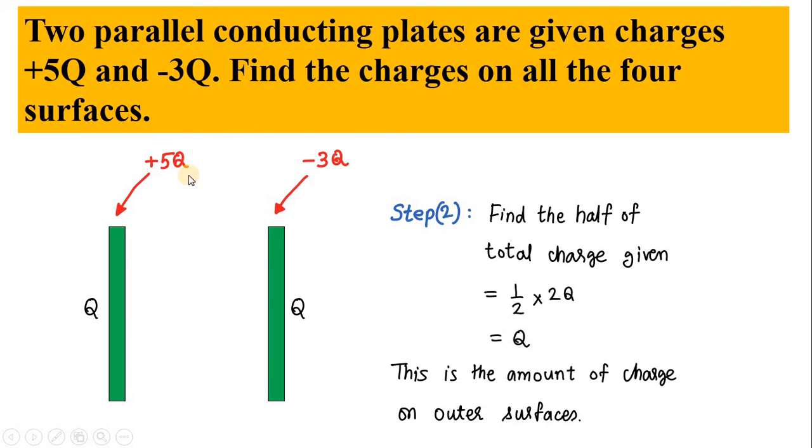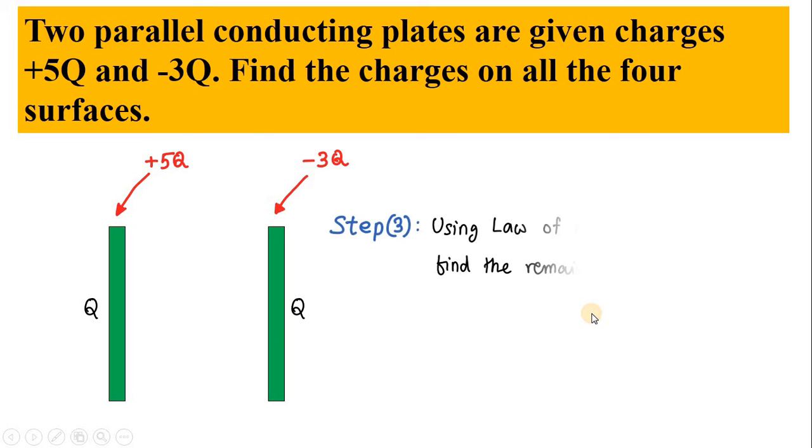Once again I repeat, these two charges are given to us. We should add the total charge given to the system and make it half, divide by 2. Whatever value we get after half, that value would appear on the outer surfaces of the given plate system. Then remaining are these two surfaces, the inner surfaces. How will we find out the charge on the inner surfaces?